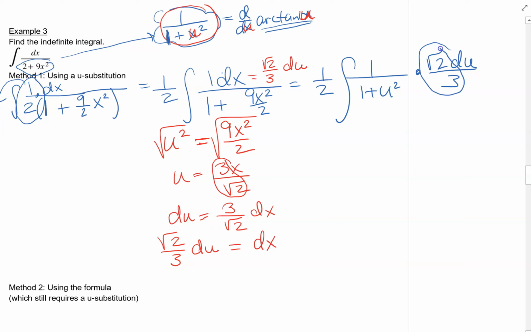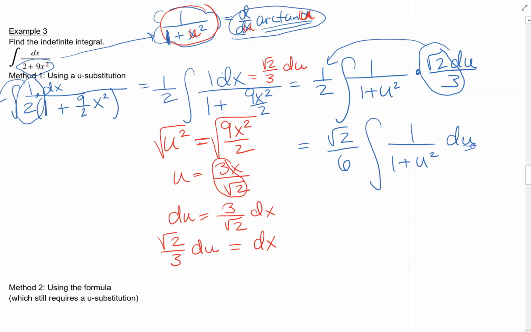This is just a constant that I can pull out as well. So then I would have rad 2 over 6 outside of my integral, and then 1 over 1 plus u squared inside my integral. And that's just the derivative of arctangent with respect to u anyways. If I took the derivative of arctan with respect to u, it would be 1 over 1 plus u squared. So when I'm doing the antiderivative of 1 over 1 plus u squared with respect to u, that's just arctangent of u times my constant. So constant times arctan of u plus c.